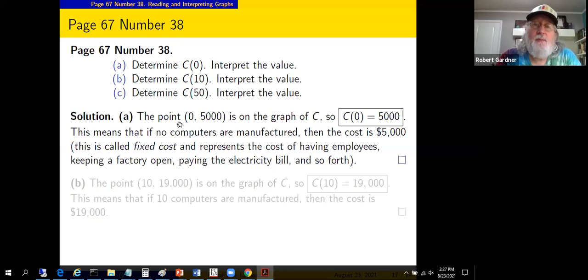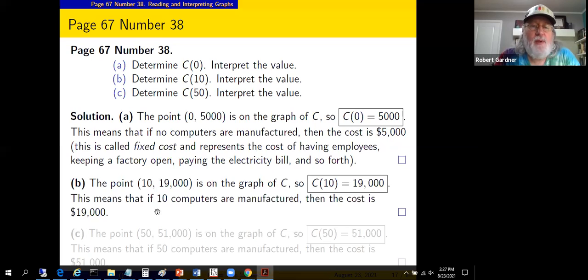Spelling it out. The point (0, 5,000) is on the graph, so C of 0 is 5,000. Interpret that. That means if 0 computers are manufactured, then the cost is $5,000. To put it in business terminology, this is called a fixed cost. It represents the cost of having employees, keeping a factory open, paying the bills, and so forth. Even when you don't produce anything, you still incur these fixed costs.